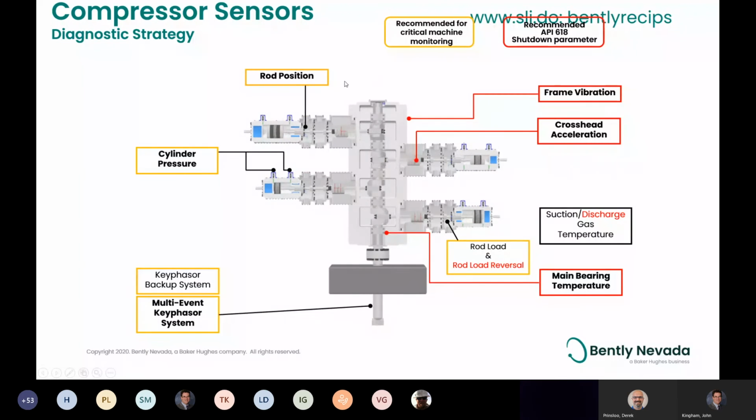So that's the importance there. Rod position is another parameter we think is important to manage, and it will help you understand the condition of your wear rings.